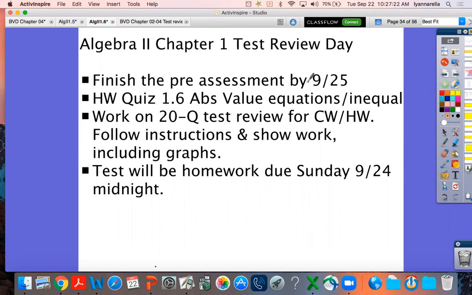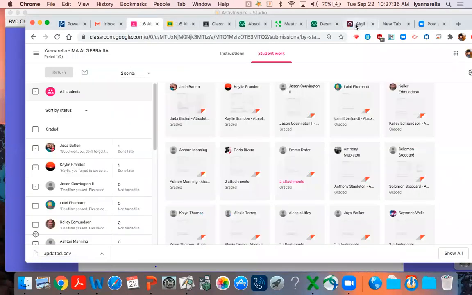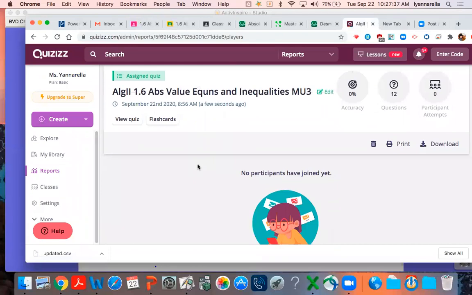Some of you have not finished your pre-assessment. Please make sure that's done by 9:25. They did extend it for us. You're going to have quizzes on absolute value equations and inequalities, and that's going to look like this.